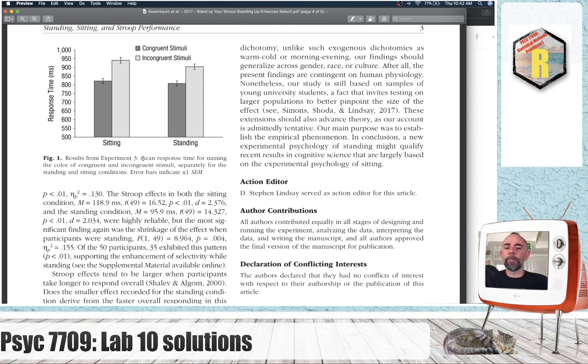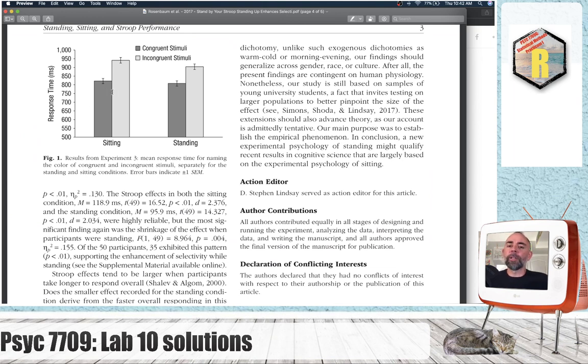These are paired sample t-tests because participants participated in all of the conditions. That is, they received congruent and incongruent stimuli, and they did the standing condition and the sitting condition.